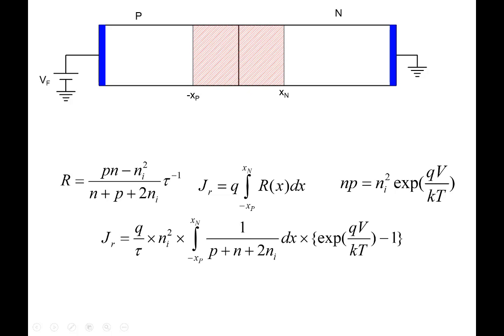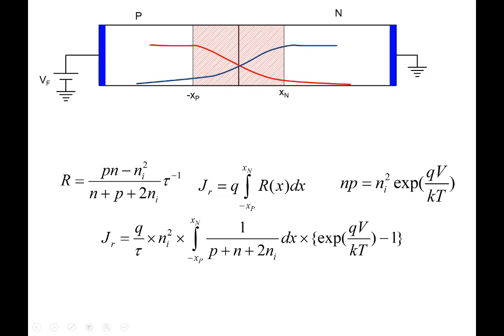So Jr is going to be, if I take Np minus Ni square, so we take this here, plug it here, so we get Q by tau Ni square exponent QV by KT. We get 1 by P plus N plus 2Ni, integrated from minus xp to xn. So the whole issue is, these terms are of course independent, they're outside the integral, this is outside the integral also. So the whole thing is, how does this 1 by P plus N plus 2Ni, how does it go? So note that this is how P is going, and this is how N is going.